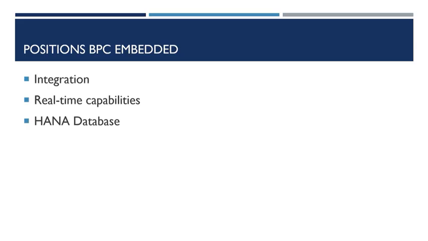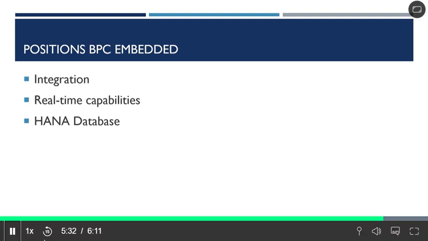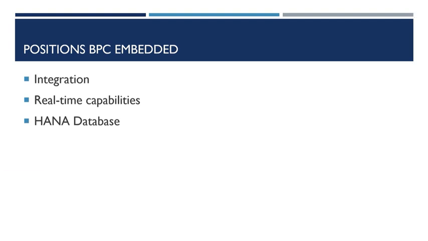Second is real-time capabilities. SDA is a SAP HANA virtualization feature, providing virtual data access from remote sources, for example, Teradata or SQL Server. By using SDA, we can add real-time capabilities to planning applications. Third is the HANA database. Planning logic can be pushed down to the HANA database through AMDPs, or ABAP Managed Database Procedures, and we'll cover that later in the course. This allows us to use the processing power of HANA in our planning applications.